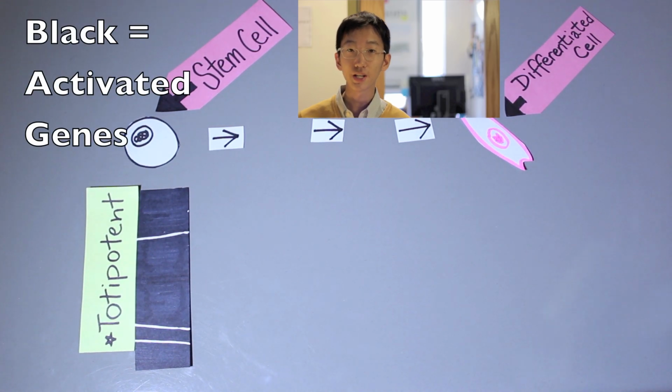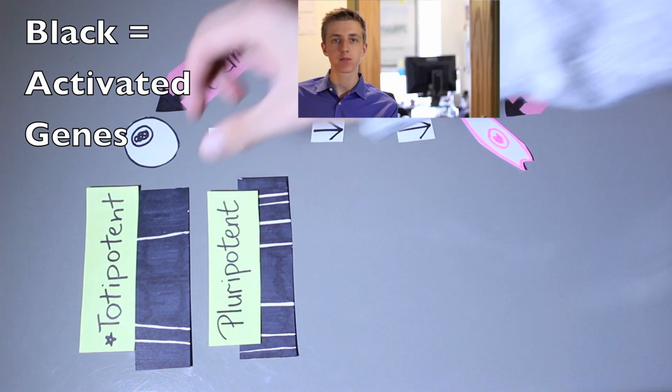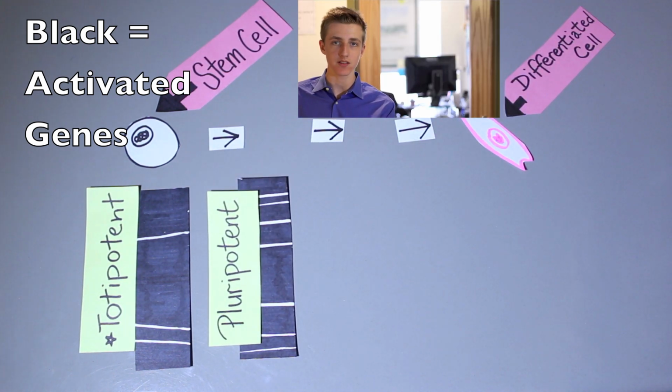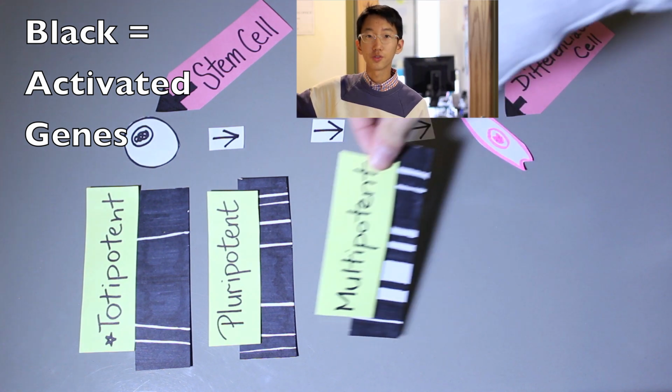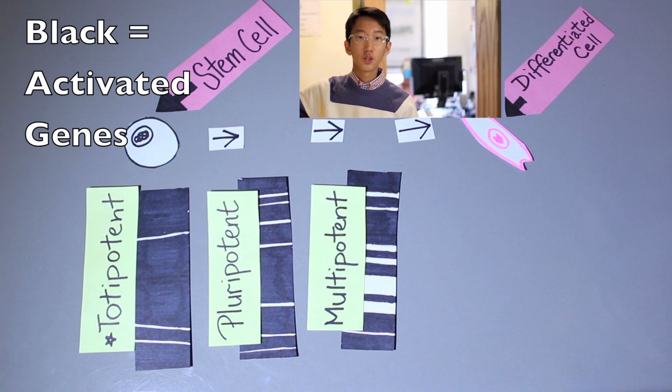Totipotent cells can give rise to any cell in the body. Totipotent cells contain a complete set of genetic information, with all of it activated. Pluripotent cells are less potent than totipotent cells, and therefore can give rise to almost every cell in the body. Multipotent cells are more specialized, and therefore only can give rise to closely related cells.